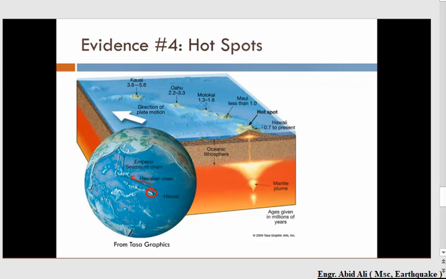So again, another evidence of seafloor spreading or continental drift that's going on, evidence number 4, is what we call hotspots. Now there are certain locations in the earth that we know, for whatever reason, the mantle is very close to the crust of the earth, and in these locations they tend to produce lots of volcanic activity. One of these hotspots, for instance, is the island of Hawaii.